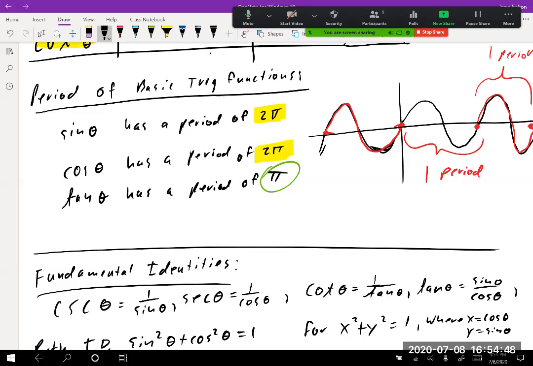You guys get the idea. So however long it takes for a sine function to repeat all of its values, or a cosine function or a tangent, secant, cosecant, and so on, that's called the period.